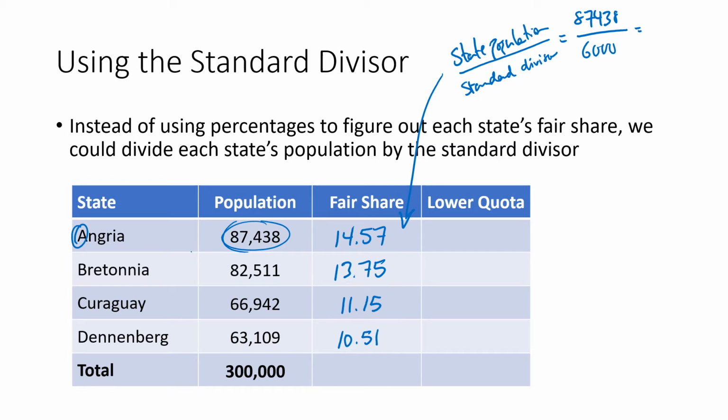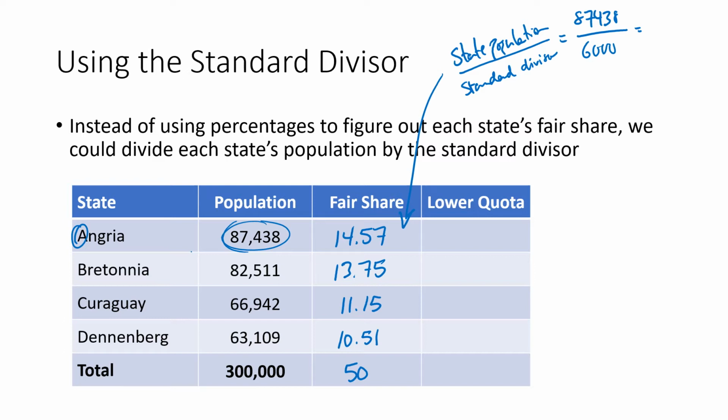And if I add up all those fair shares, I'm going to get pretty close to 50. I was cutting off some of the decimal places there, so it might not add up exactly to 50, but it should be very close to 50. Now, those fair shares are the same fair shares we would have gotten if we had done this using percentages like we did in the previous lecture. So it's the same numbers, we're just getting them in a different way. We're getting them using the standard divisor.